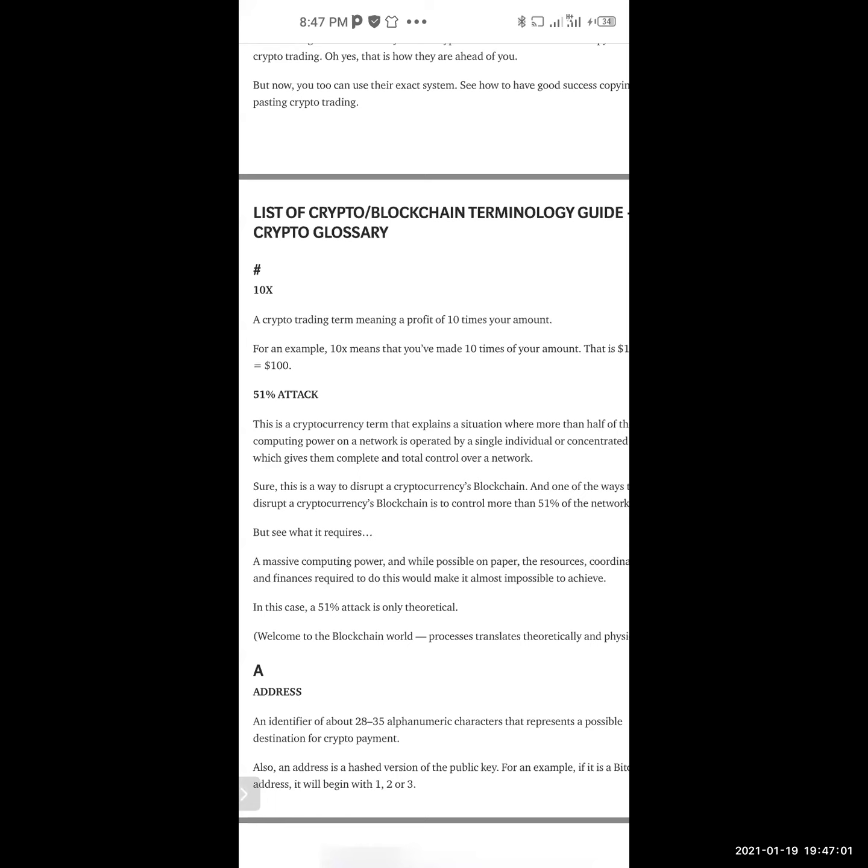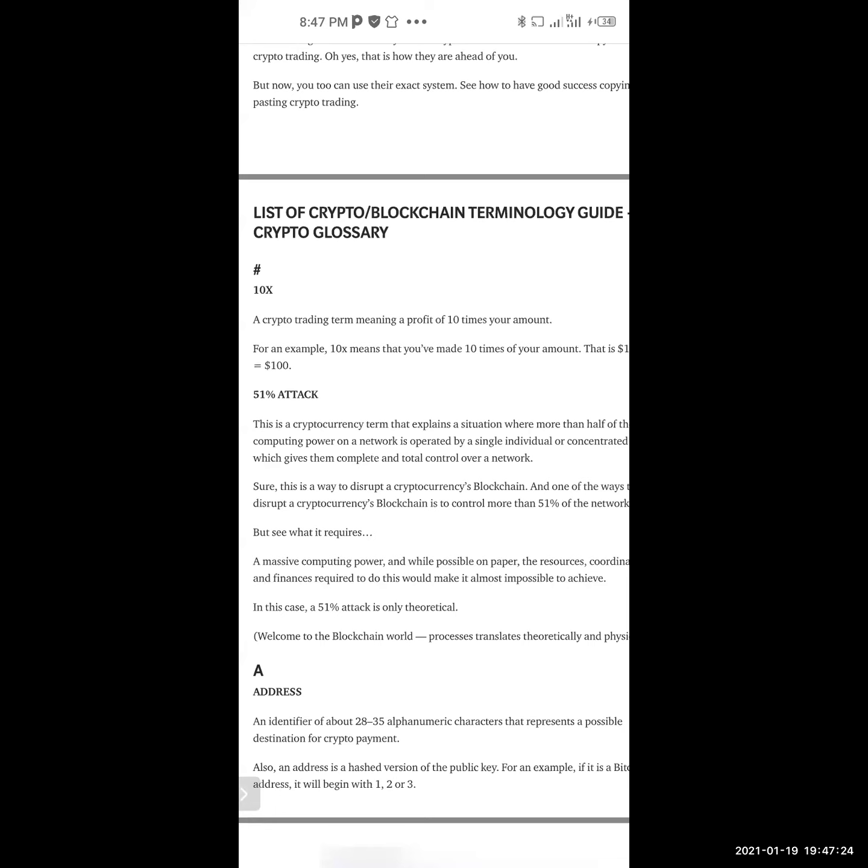So the first word here is 10x. In this crypto space, you will hear a lot of 10x. What is 10x? 10x is when you make 10 times profit, like when you make profit 10 times the amount you put in.